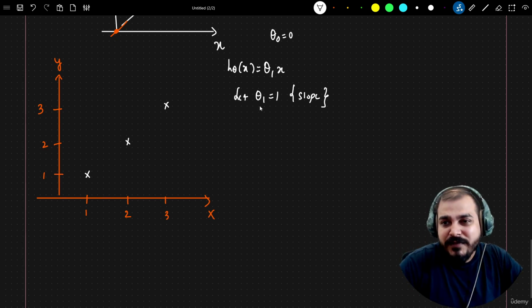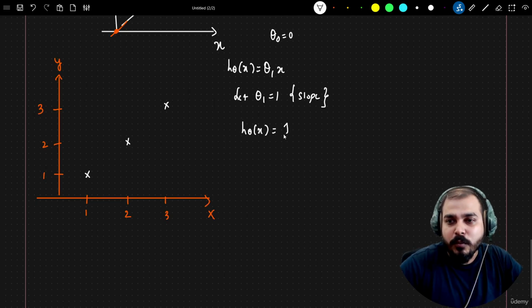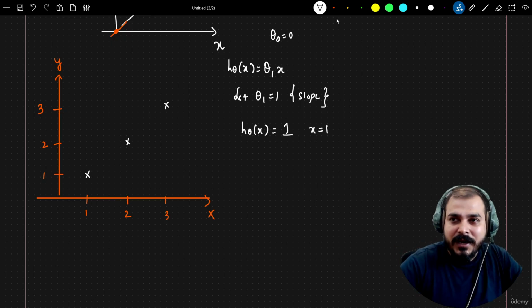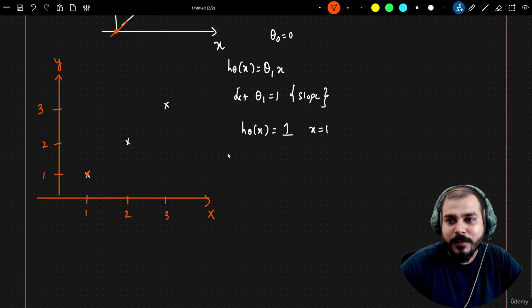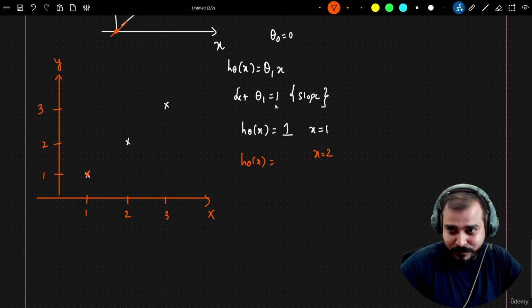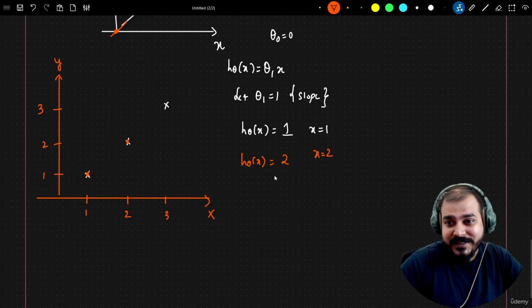So if theta 1 is equal to 1, then when x is 1, what will be my h theta of x? My h theta of x will actually be 1 when my x is equal to 1, right? I hope this is very clear. So let me put this point, which will be my predicted point with respect to h theta of x. Now when x is equal to 2, what will be my h theta of x? Since I have initialized theta 1 as 1, when x is equal to 2, h theta of x will be 2. So my second point will be somewhere here, the predicted point, h theta of x.